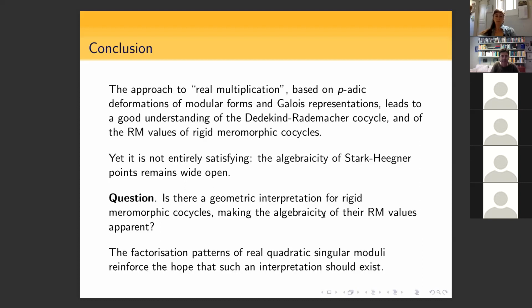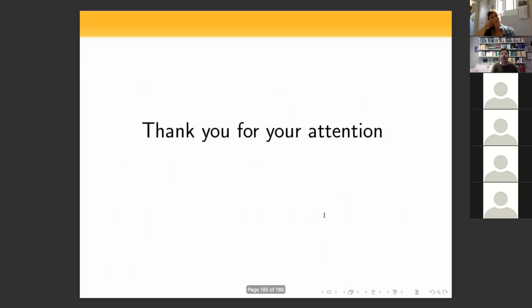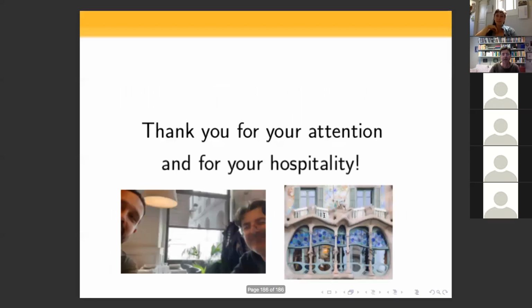And the fact that real quadratic singular moduli exist and that they have factorization patterns very similar to what appears in Gross and Zagier, at least in my mind, very much reinforces the hope that there should be such an interpretation. Okay, I'm sorry, I think I ran a little bit over time, so I want to thank you for your attention, and thank you very much for your hospitality. Thank you.